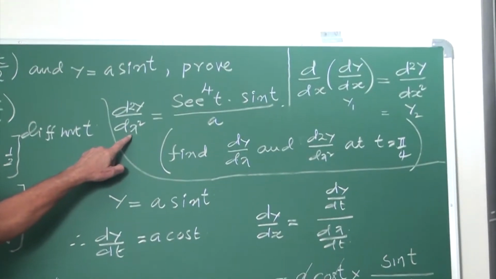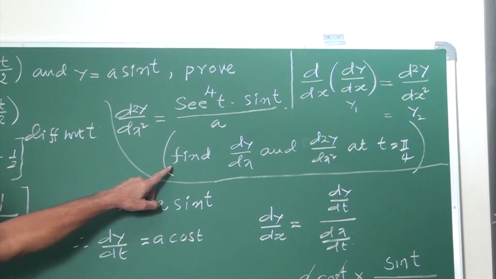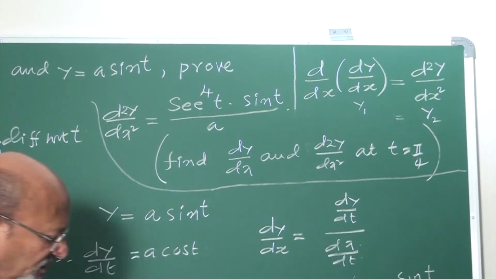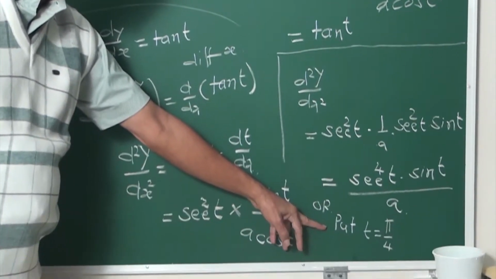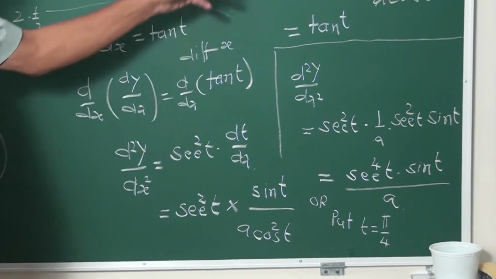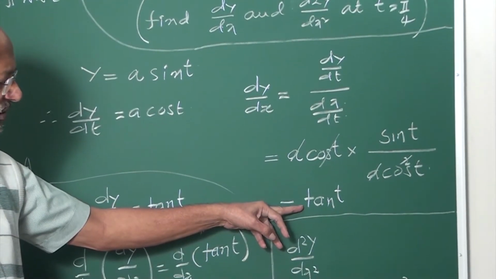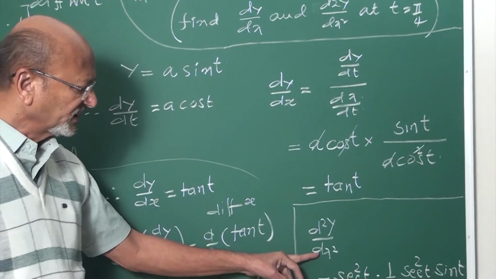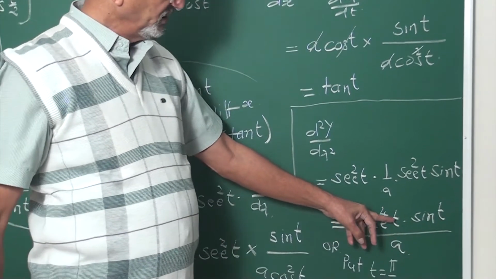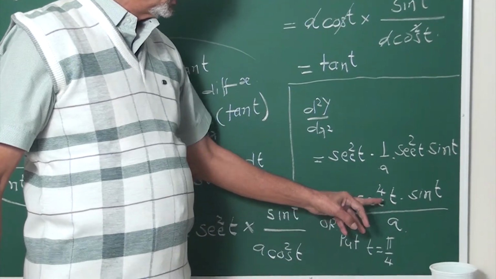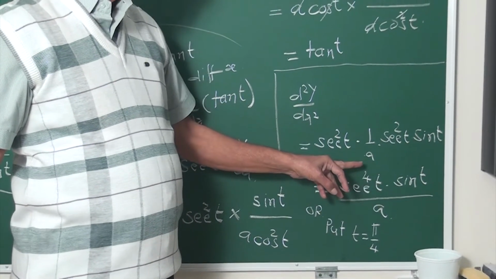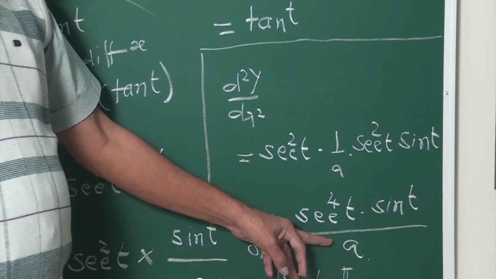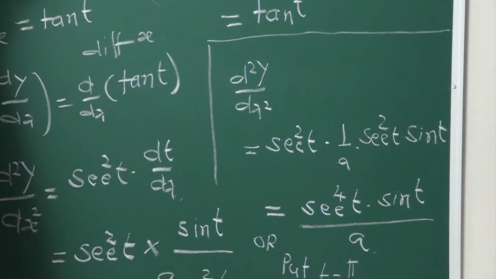This part is completed. Then you wanted: find dy by dx and d2y by dx2 at t equal to pi by 4. Then you have to put t equal to pi by 4. Tell, what is dy by dx? tan 45. What is tan 45? 1. What is the second derivative? You are putting t equal to 45. Sec 45 is root 2 to the power 4. What is sin 45? 1 by root 2. Denominator is a. Simplify. Yes, my friends.